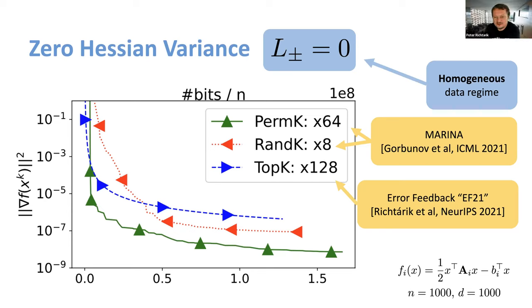Well, you could think of permutation K as some sort of non-greedy top K, if you wish, or permutation one as non-greedy top one. And this is how you can think of it. So a random machine, so let's say you have D equal to N, as many clients as parameters.